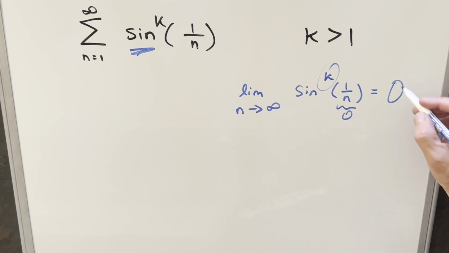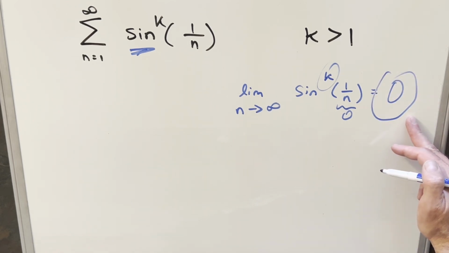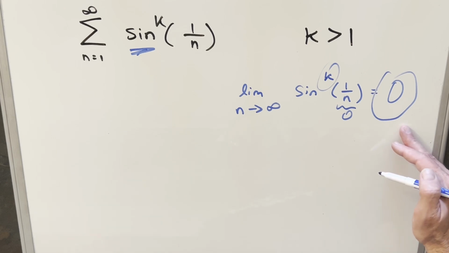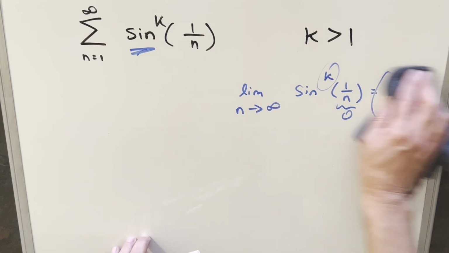Now, if the limit was anything other than 0, it would be divergent. But 0 is inconclusive. Just because it's 0, we can't say that it converges yet. We just have to do more work. So we're going to get rid of this because that doesn't really help us.